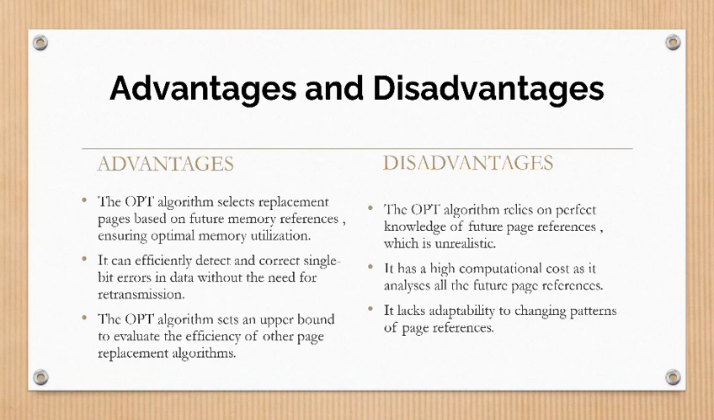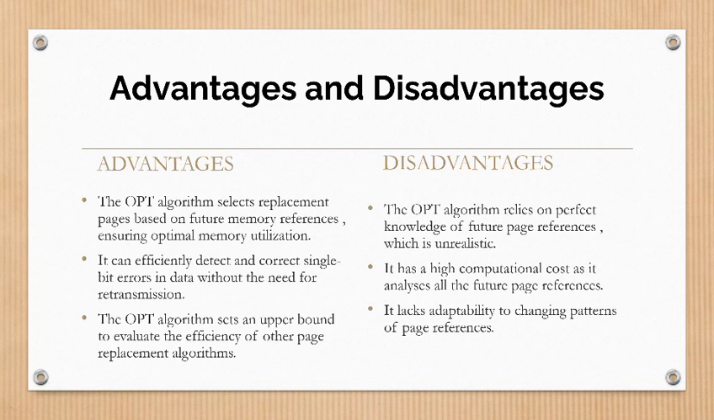Coming to the advantages and disadvantages of the optimal page replacement algorithm. The advantages are: the optimal page replacement algorithm selects replacement pages based on future memory references, ensuring optimal memory utilization. It can efficiently detect and correct single bit errors in data without the need for retransmission. The optimal page replacement algorithm sets an upper bound to evaluate the efficiency of other page replacement algorithms.